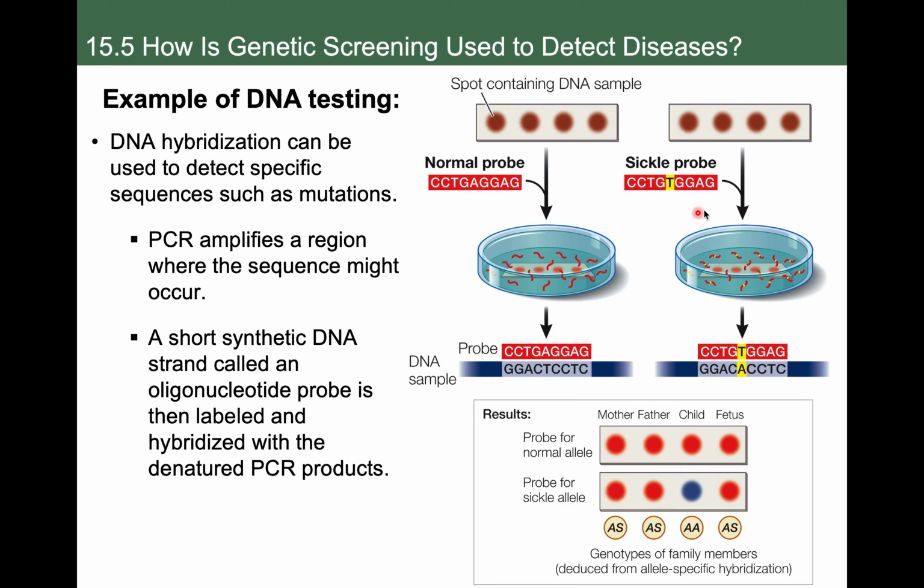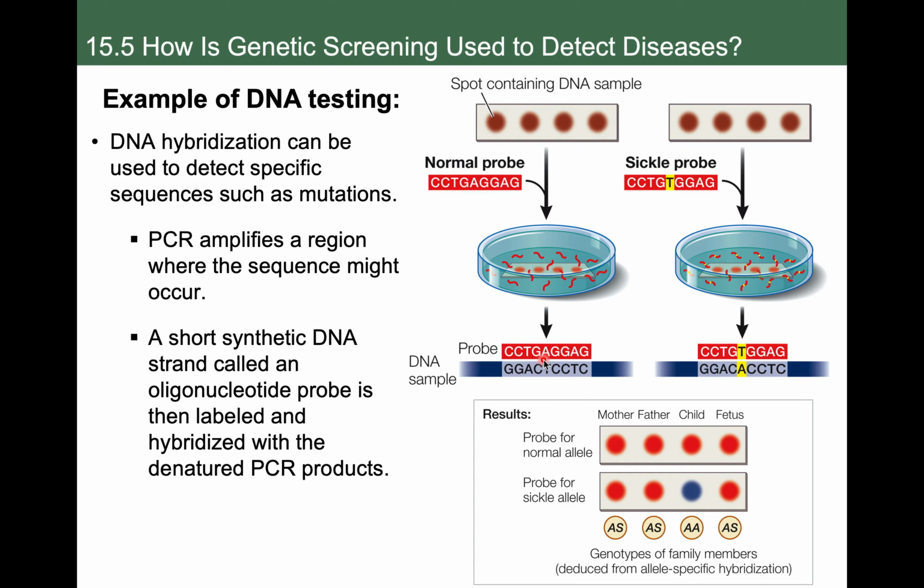And so simply all you would do is you would take these probes and basically wash them over those DNA samples. If there's a match in sequences, the probes would stick. If there's not a match, they would just get washed off and you wouldn't see them. And so what you would end up with is, in this case, mom and dad are fine.